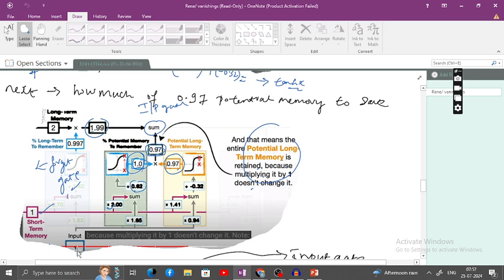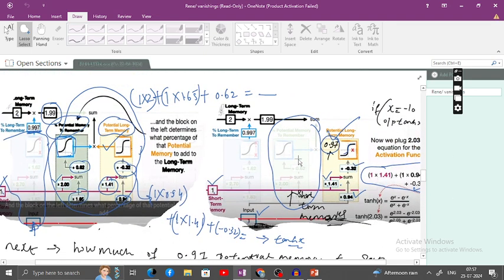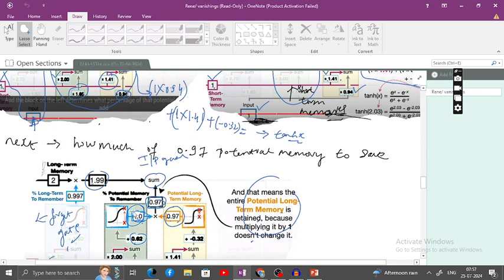Similarly, this 1 is also supplied here, and 1 into 0.94, 1 into 1.41, we will get minus 0.32, and this minus 0.32 is passed inside the tanh hyperbolic function, and you got 0.9. So percentage of potential long-term memory to be remembered: this is 1 and this is 0.97.